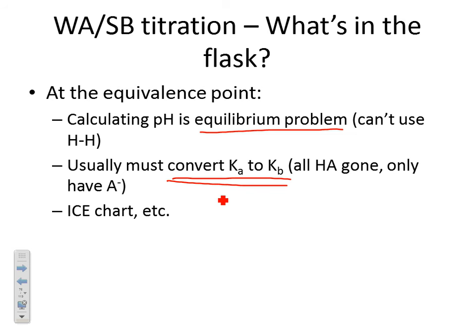So you'll very typically have to convert Ka to Kb, and then it's using our standard equilibrium problem mindset, meaning you're going to write a reaction, fill in an ICE chart, and go to the expression. You cannot use Henderson-Hasselbalch here, and you do have to start by working out your concentration of A minus.